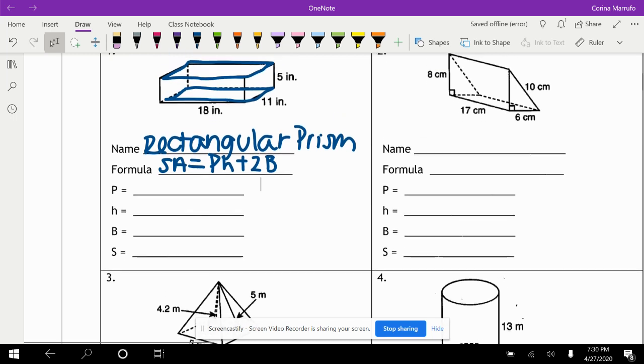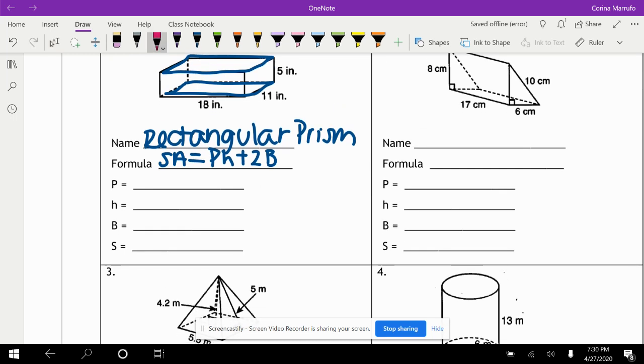Okay, so P stands for the perimeter of the base. So here's my base. This would be the perimeter of the base. So we would have to add up all the sides. So we have an 18 plus another 11. The opposite side would also be 18 plus another 11. Okay, which makes P equal to, if we add this all up, 58. And then our units are inches squared. Okay, so that's the capital P.